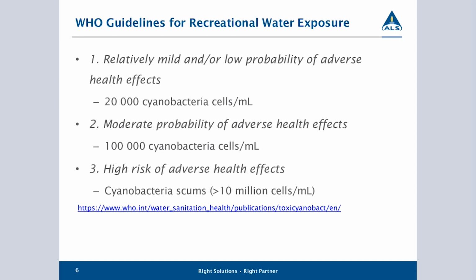The third level relates to the probability of a high risk of adverse health effects. This level is mostly associated with cyanobacteria scums that are very visible in the water, and they can reach much greater than 10 million cells per milliliter.